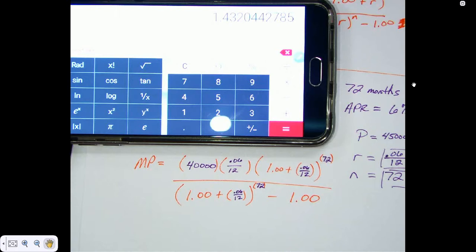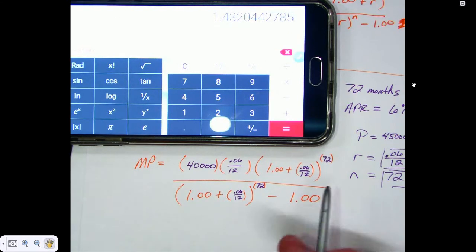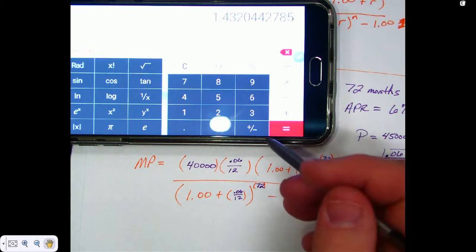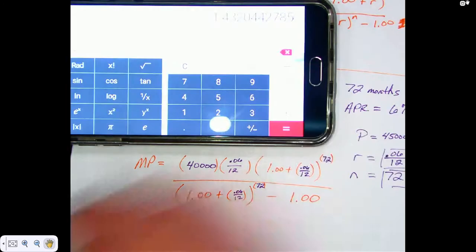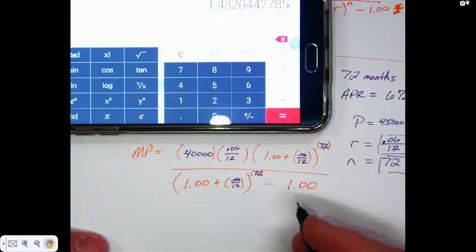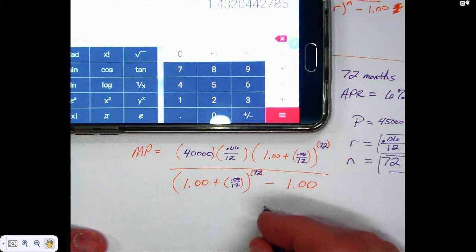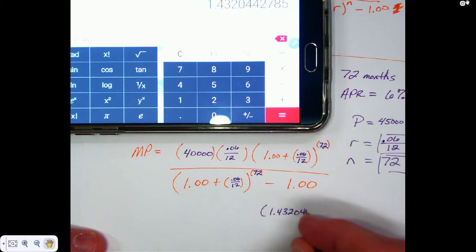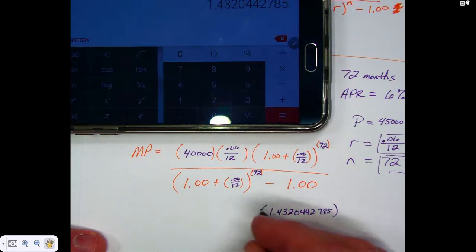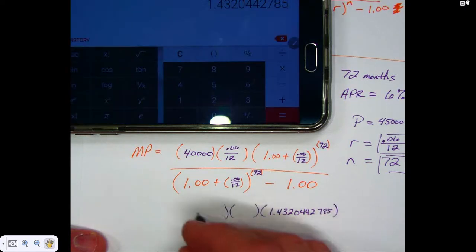Okay. Now, I'm going to write this down here. I understand that a lot of you are probably good enough on your calculator not to have to write this part down, but just in case. So now we're going to multiply these two things, right?